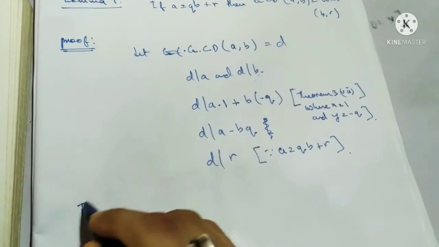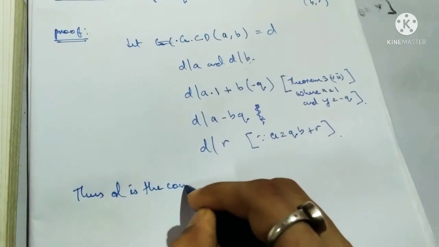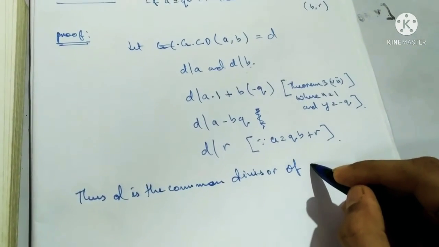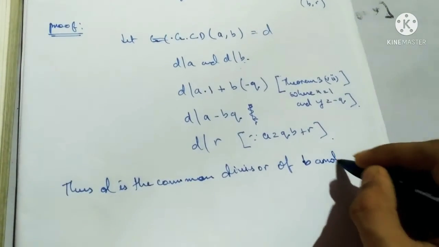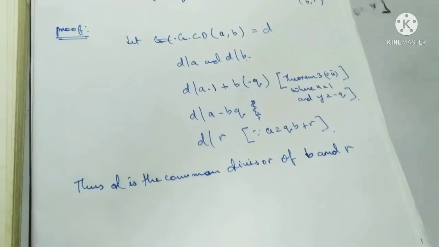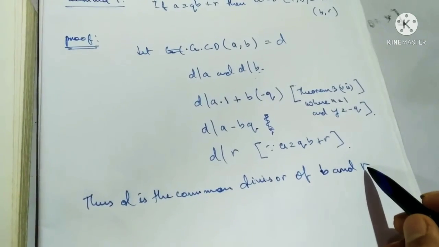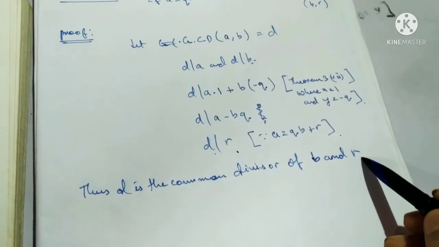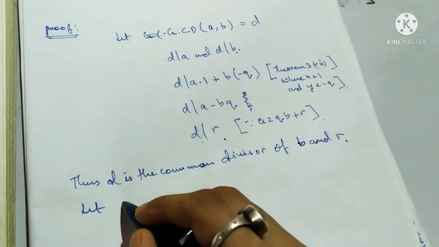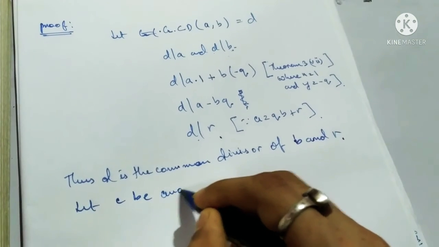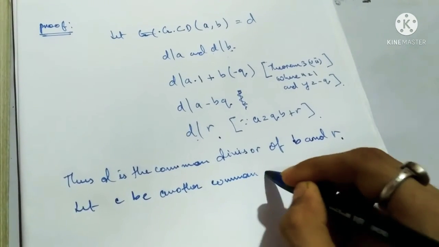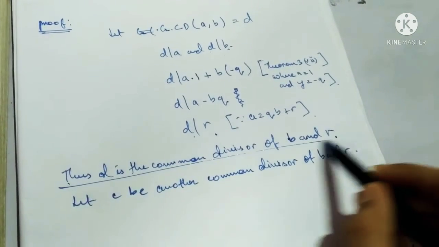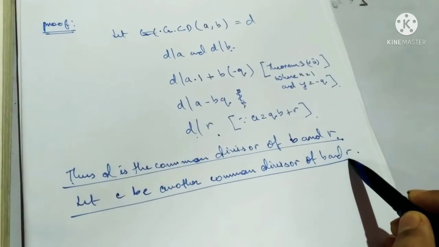So in here I can say that D is the common divisor of B and R, because D divides B and D divides R. So therefore I can say that D is the common divisor of B and R. Now let C be another common divisor of B and R.